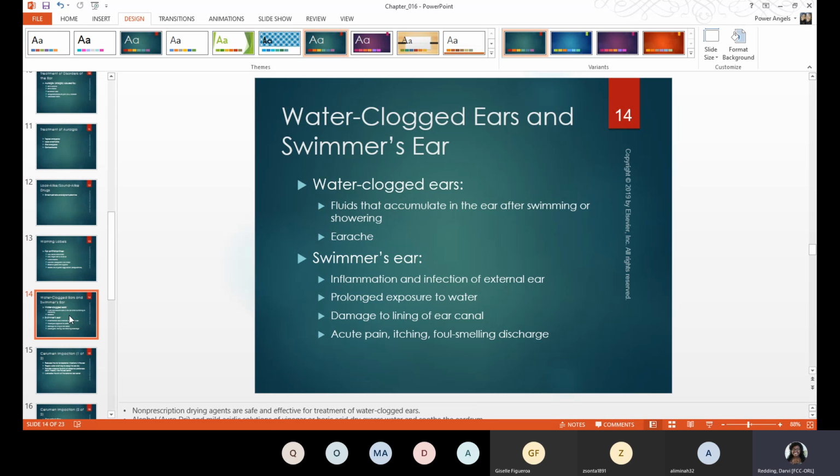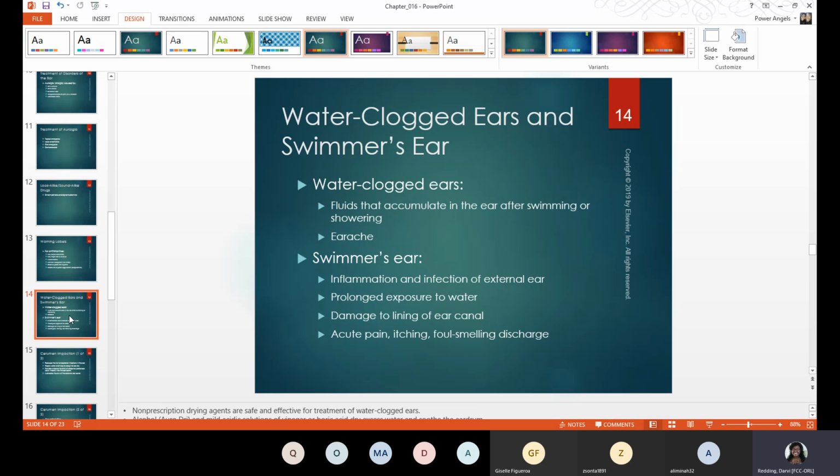Swimmer's ear is where there's an inflammation as well as an infection of the external ear. It also has a prolonged exposure to water, and it can also cause damage to the lining of the ear canal. A person experiencing swimmer's ear would experience acute pain, which means they would experience pain for a short period of time, but they would also experience itching and also a foul-smelling discharge.